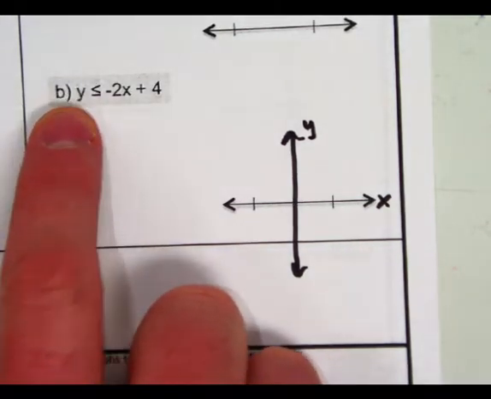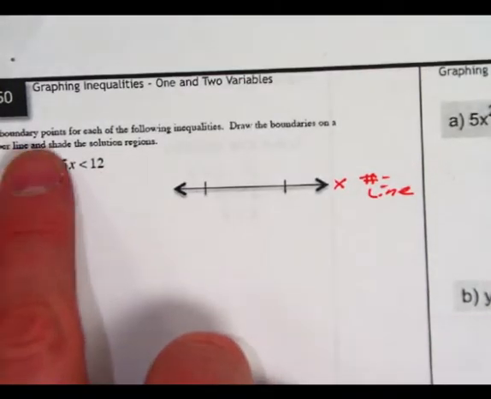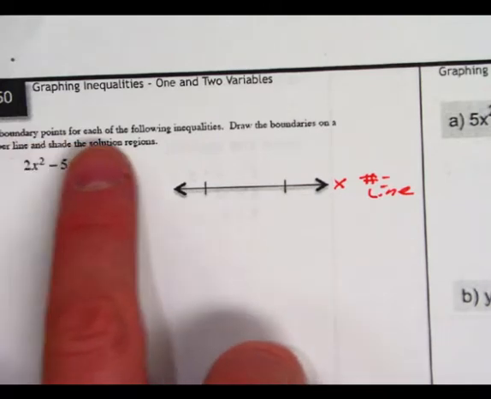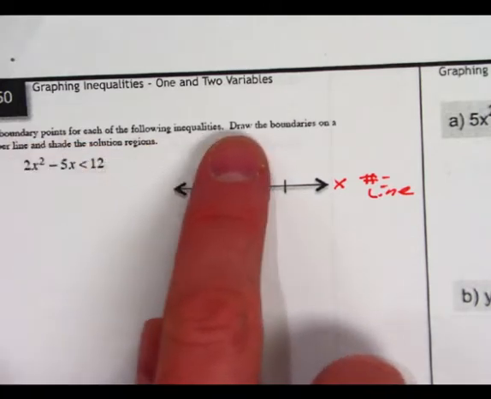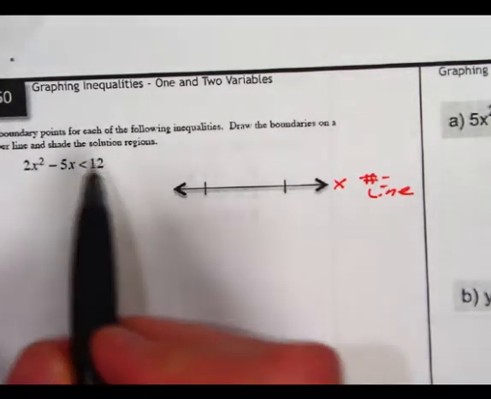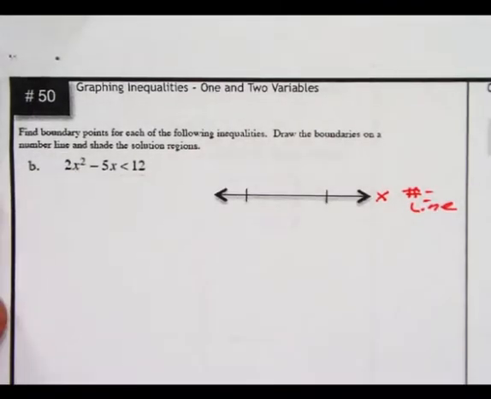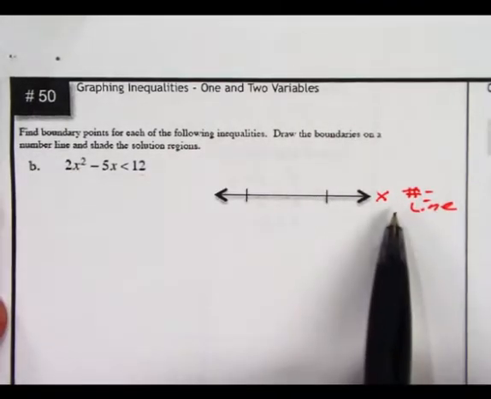All right, so let's go back to the beginning of target 50 and see what we're asked to do. Here it says find the boundary points of the inequalities, draw the boundaries on the number line, and then shade the solution region. The boundary points are just like the x-intercepts. You basically need to find when it equals 0, because that's the point where it hits the x-axis. This is our x number line. That's what we're going to be graphing.